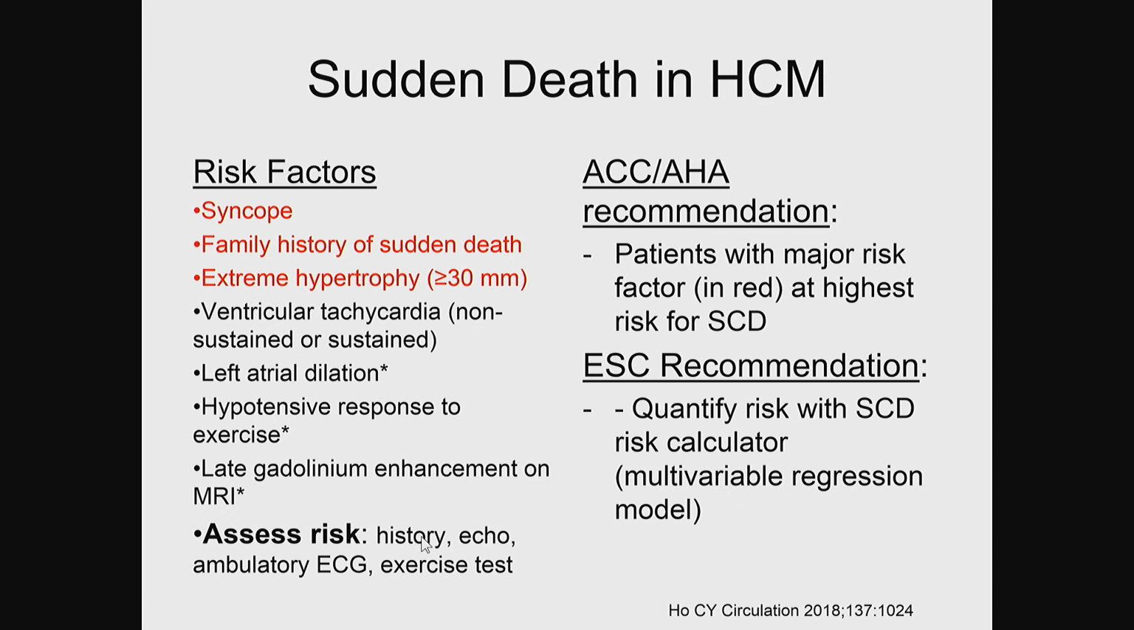In order to assess the risk of sudden death in a patient with hypertrophic cardiomyopathy, we perform a careful history, reviewing for syncope and a family history of sudden death, an echocardiogram to assess for extreme wall thickness, ambulatory electrocardiographic monitoring or a Holter monitor to assess for non-sustained VT, and an exercise test to assess for a hypotensive response to exercise.